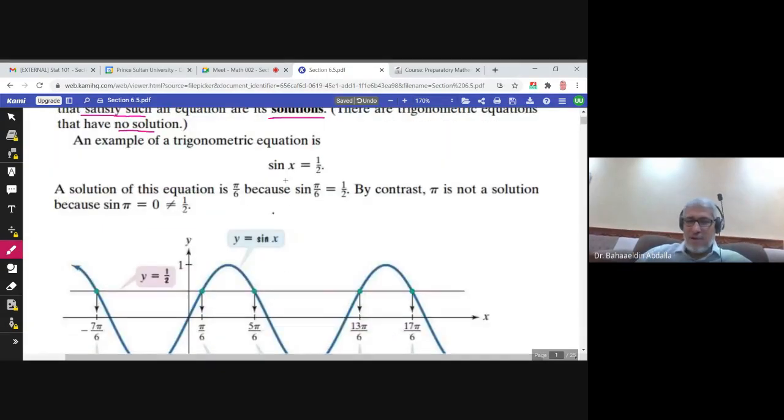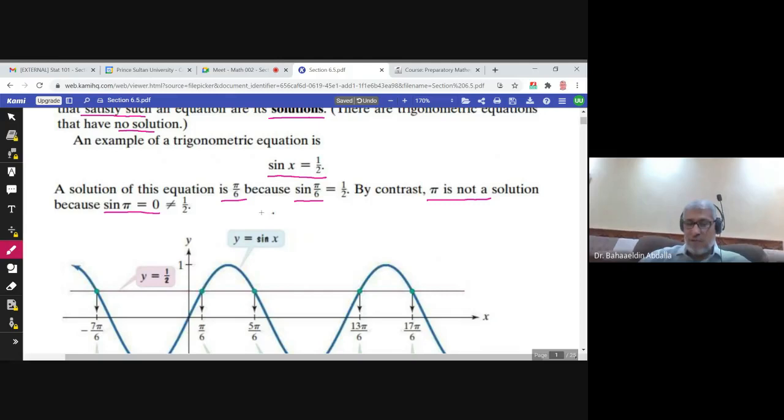This is an example of a trigonometric equation: sine x equals half. A solution of this equation is pi over 6. How to check that pi over 6 is a solution? Use your calculator, find sine pi over 6, or use the triangle we know. So sine pi over 6 is half, so pi over 6 is a solution of this equation. Pi is not a solution of this equation. Why? Because sine pi is not half. Sine pi is 0.